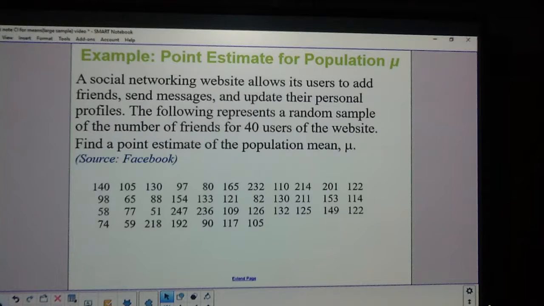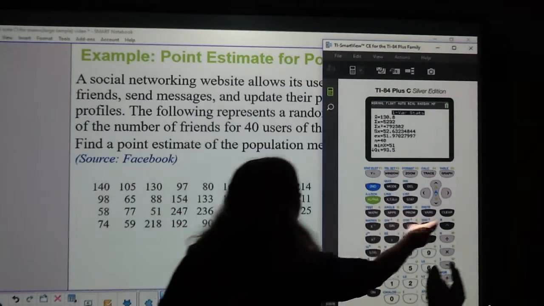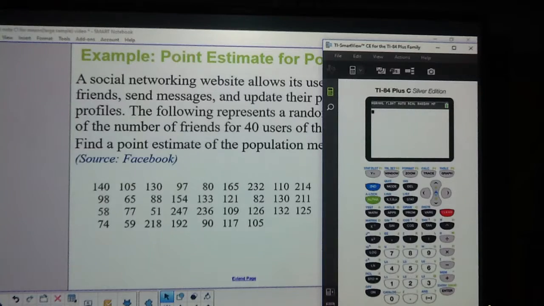A social networking website allows its users to add friends, send messages, and update their personal profiles. The following represents a random sample of the number of friends for 40 users of the website. Find a point estimate of the population mean mu. So here's my data. We're going to pull up our calculator and put this data in our calculator.